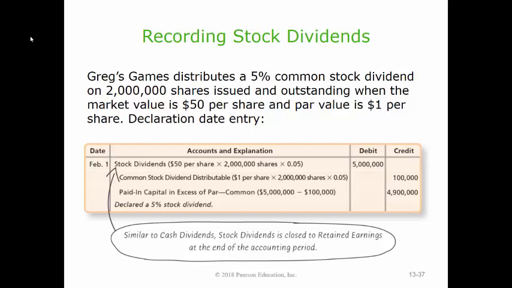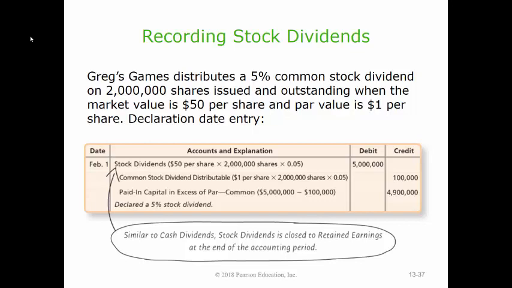The market value of their stock at the time is $50 per share, but par on their stock is $1 per share. Well, what do you do in this instance? Your dividends account is still a withdrawal account, but in this case it's not cash dividends, it's stock dividends. So you're going to start by debiting stock dividends, and you find the amount of that debit by taking the per share market value, multiplying it by the number of shares you currently have outstanding, in this case 2 million, and multiplying that by the dividend rate.